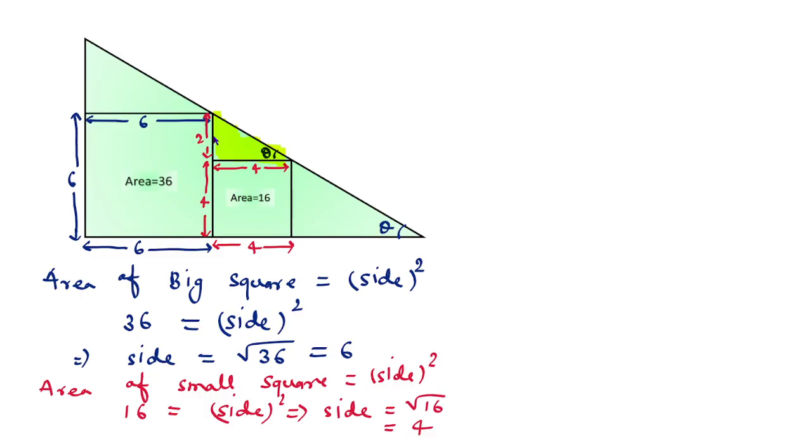Now as I have considered this as theta, using trigonometry, tan theta is equal to perpendicular, that is this length 2, and base, that is 4, which means 1 by 2. So we can say that tan theta is equal to 1 by 2 for this smaller right angle triangle.